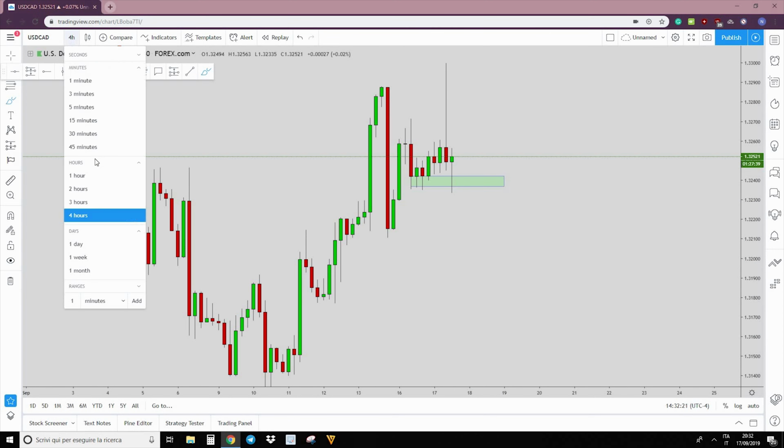This is all for USD CAD and what we have in mind from the monthly, weekly and daily. Monthly, weekly and daily is for direction, the 4-hour is for entry.